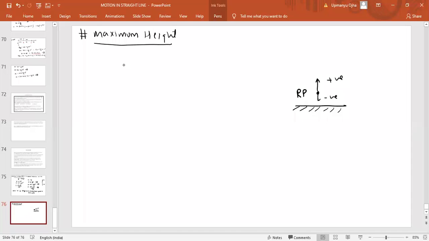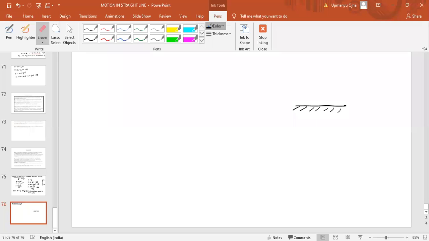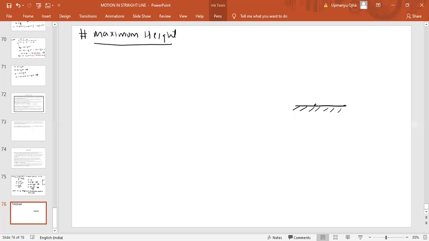The point where we are throwing is taken as the reference point. Basically, if they are mentioning that we are throwing the object from the ground, then we have to take the reference point as the ground only. So when we are throwing the object from the ground, the reference point is taken as ground. Ground is the reference point.